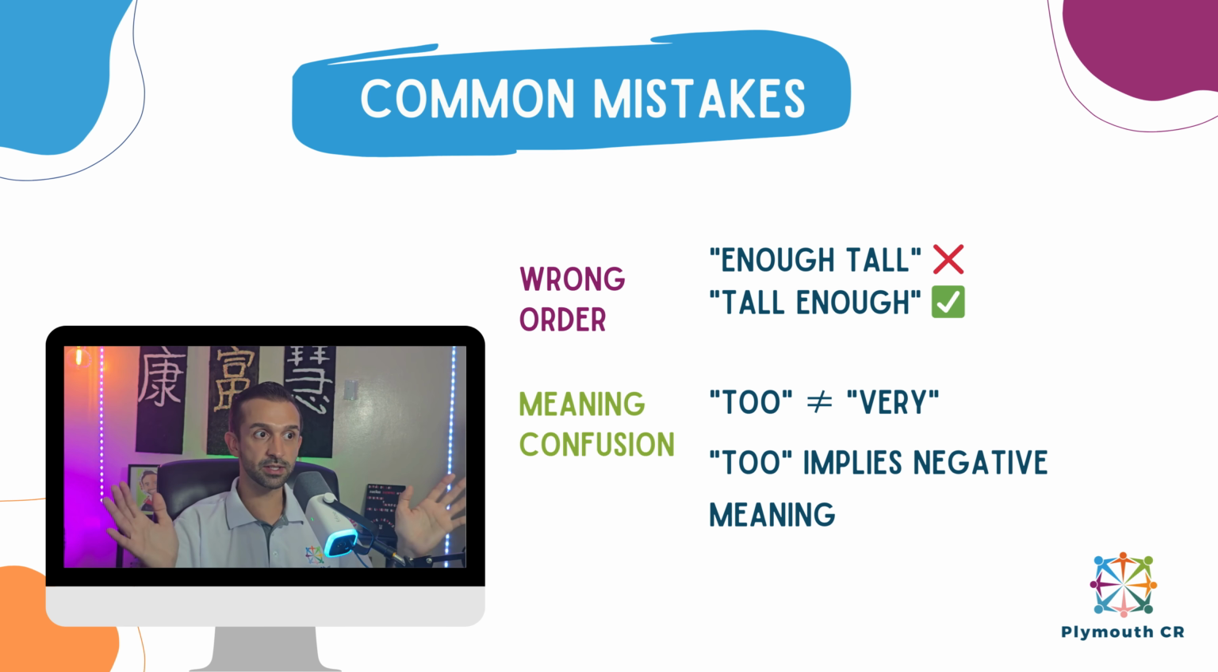And here we have some common mistakes. You have to be careful with the word order, right? Because if we say "enough tall", in this case talking about quality, it is incorrect. So we have to put the adjective first. "Tall enough" is the correct way. And also the confusion in meaning, because "too" does not mean "very". This is important for you to remember. "Too" implies a negative meaning. This is something that I mentioned before. So please remember that. And let's move on.